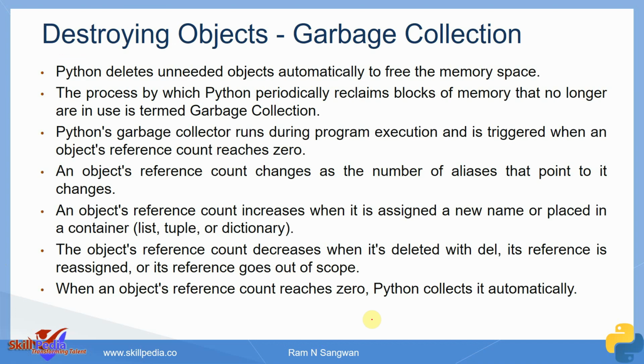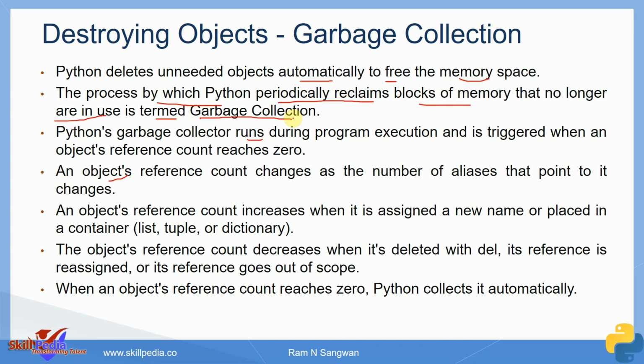Destroying objects is garbage collection. You don't need to do anything; it is automatically done by Python. Python deletes unneeded objects automatically to free the memory space. The process by which Python periodically reclaims blocks of memory that no longer are in use is termed garbage collection.